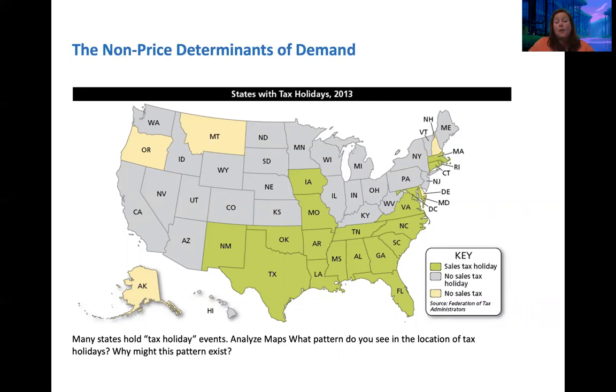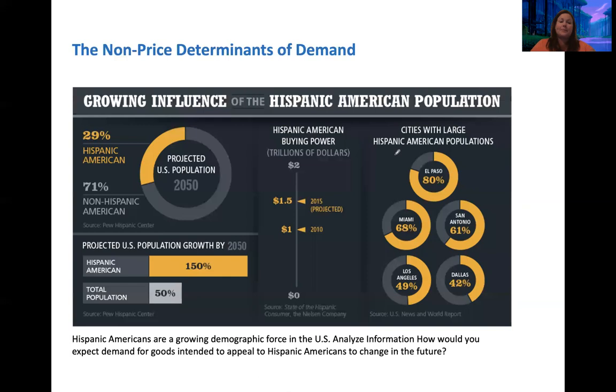Now, in the gray states, they don't have a sales tax holiday, so demand won't be affected in those states. And in Alaska, Oregon, and Montana, interestingly, they have zero sales tax. Zero. So it wouldn't be affected there either. They never have a sales tax.